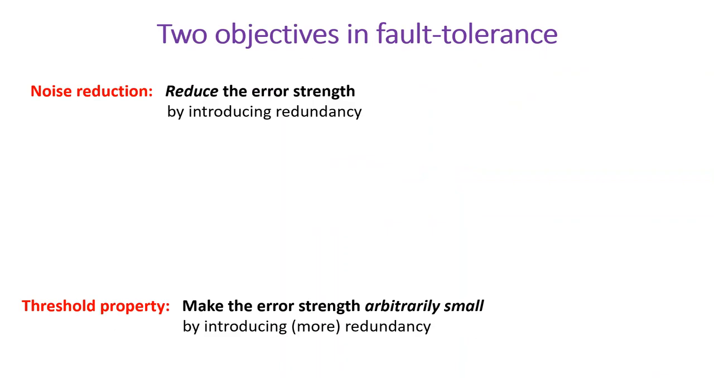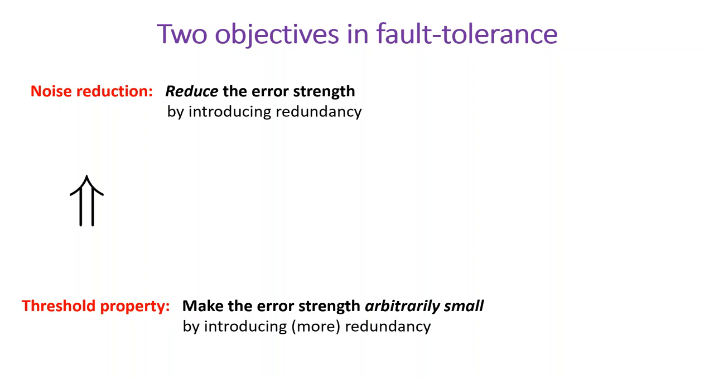Let me first discuss two fundamental goals in quantum fault tolerance. The first one is noise reduction. This means finding mechanisms which reduce the strength or the rate of the noise. This is typically achieved by adding redundancy. A second, more ambitious goal is to make the error strength arbitrarily small. In some cases, this can be achieved by introducing more redundancy. I will call this the threshold property. Clearly, achieving this is more challenging than simply reducing the noise.